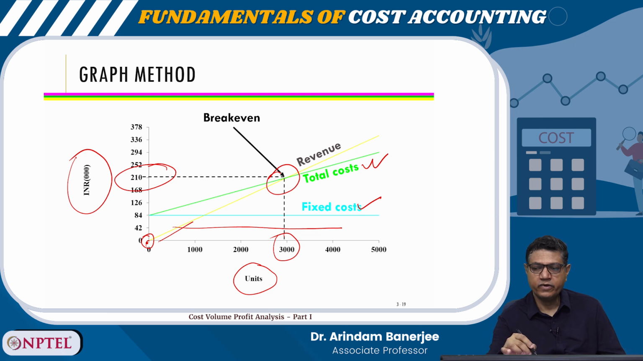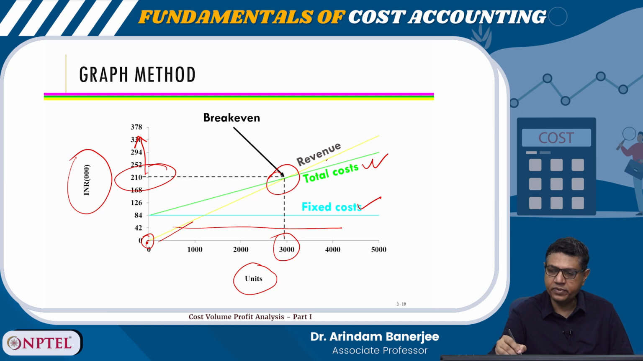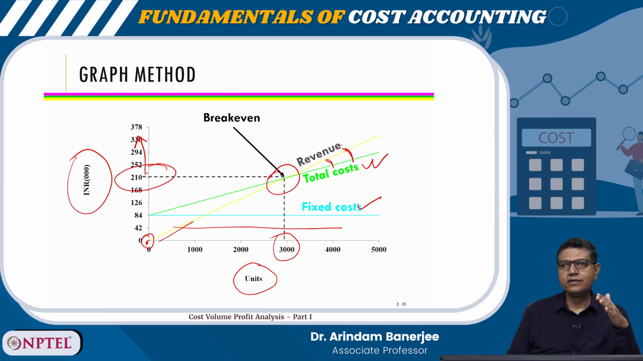And you see here, once the production level moves up from here, this gap is increasing. That is the gap between the revenue line, the yellow line, and the total cost line, the green line. This gap is increasing and the company is earning more and more profit. The opposite is also true. Here you see the total revenue line is lower than the total cost line, so it is incurring losses.